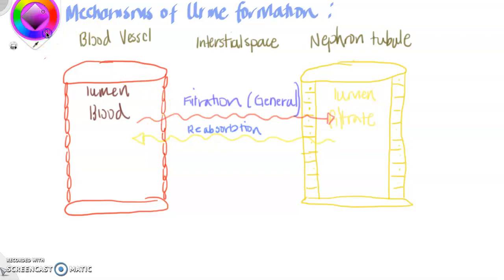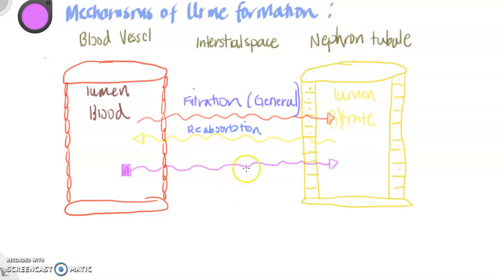Sometimes there are specific things in the blood that go into the filtrate. That is called secretion. So that is going to be more specific things, not general. Okay, so that's the three ways.